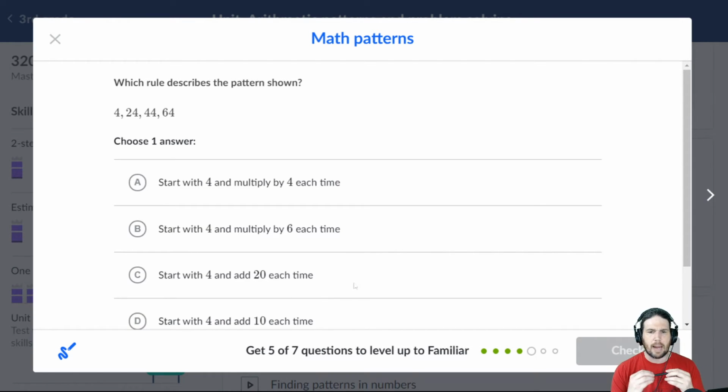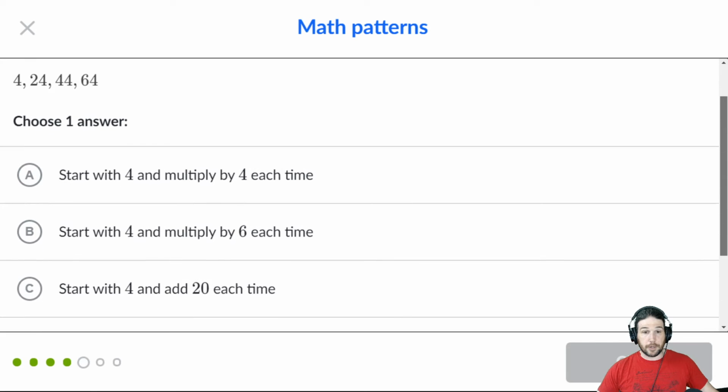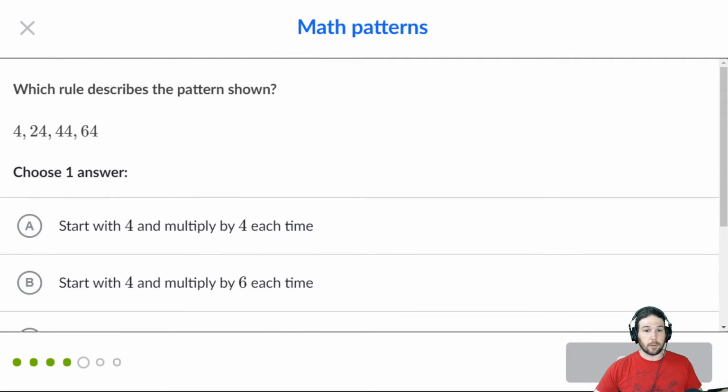So what is happening here? Now, the nice thing with these patterns is if you're given a multiple choice, you can just test, right? They all say start with 4, so that's pretty clear, right? It does start with 4, so check. And then multiply by 4 each time. Well, we can see immediately that that doesn't work because 4 times 4 is 16, not 24, so that one is out.